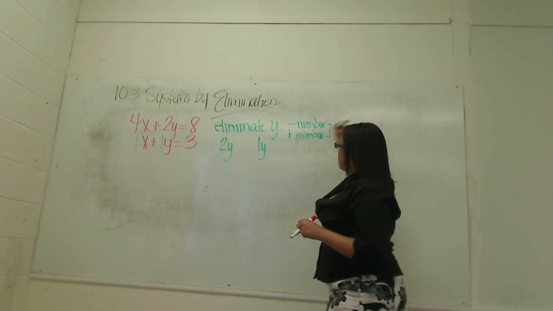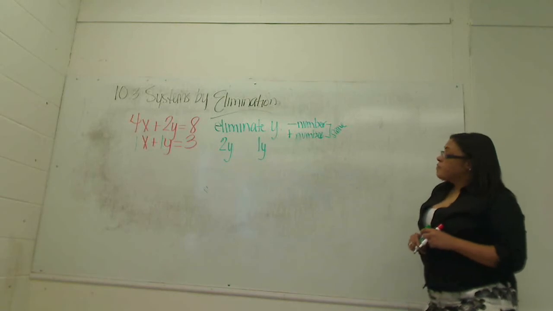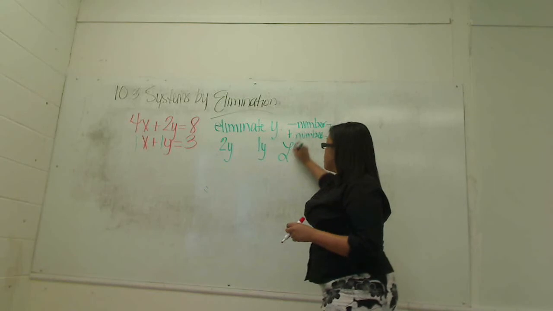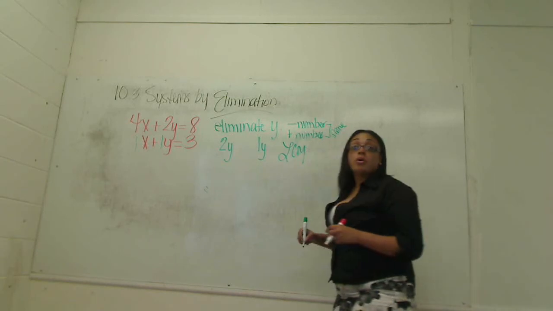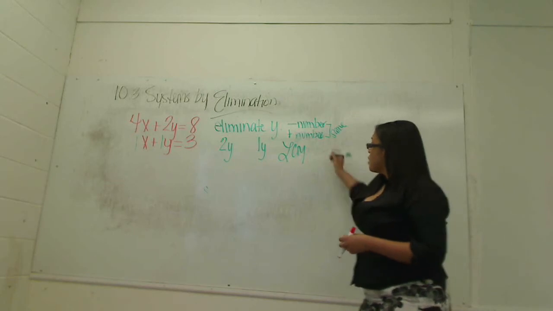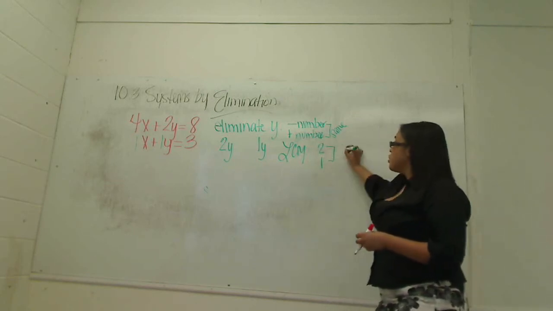And both of these numbers must be the same. Only difference, one is negative, one is positive. You find what is called the LCM. That goes back to the original math part 1, so I'm assuming you already know this. The LCM, the least common multiple, out of 2 and 1. Well, the least common multiple out of 2 and 1 is 2.